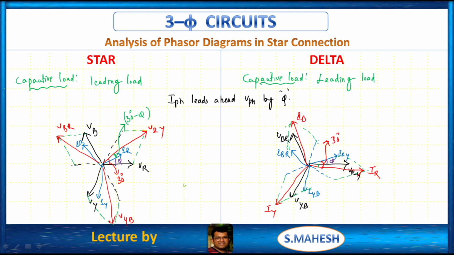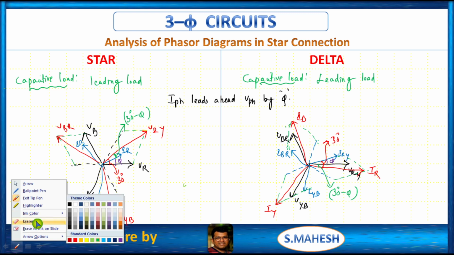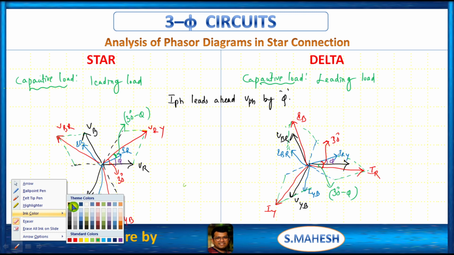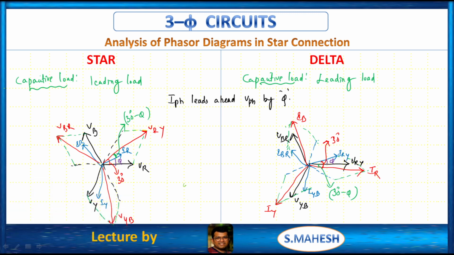Then what is the phase angle between VRY and IR? Which is equal to 30 degrees minus phi. Okay. In case of lagging load, it is 30 plus phi. In case of UPF load, it is 30 degrees. In case of capacitive load, it is 30 minus phi. Between IRY and IR, between VRY and IR. Let us see. This is VRY. That's it. This is about capacitive load, UPF load, inductive load.